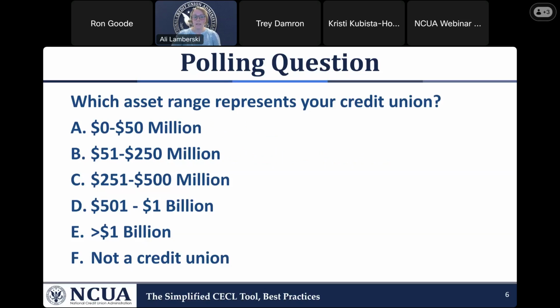What asset range represents your credit union? A, 0 to 50 million, B, 51 to 250 million, C, 251 to 500 million, D, 501 to 1 billion, E, greater than 1 billion, and F, not a credit union. This just helps us get a better idea of what credit unions are joining us here today. So I thank you for just taking a few brief moments to go ahead and answer this question.